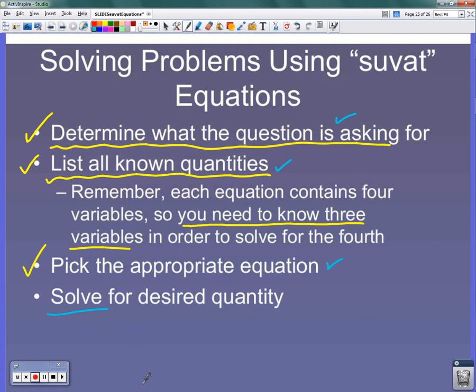So once we've identified what we're looking for and what we know, now we just pick the appropriate equation and solve. Okay? So tomorrow in class, we will work on some practice problems. This is very mechanical. It just takes practice. It takes practice identifying what you're looking for, what you have to work with, and then picking the appropriate equation. So we will practice that in class tomorrow.